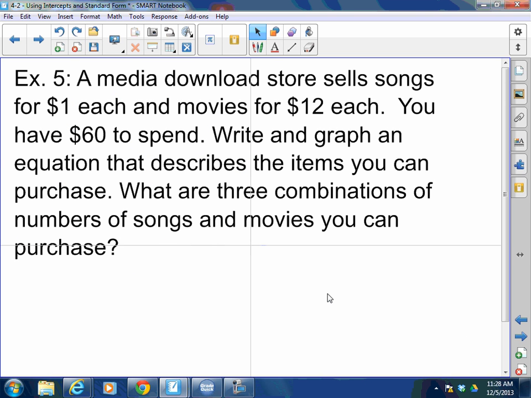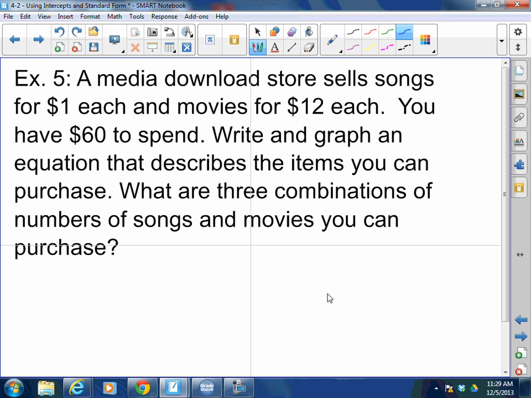Okay, check it out. A media download store sells songs for $1 each and movies for $12 each. You have $60 to spend. Write and graph an equation that describes the items you can purchase. What are 3 combinations of numbers of songs and movies you can purchase?